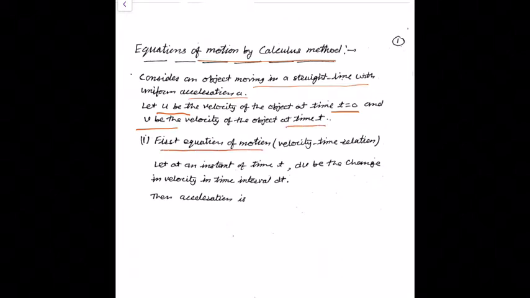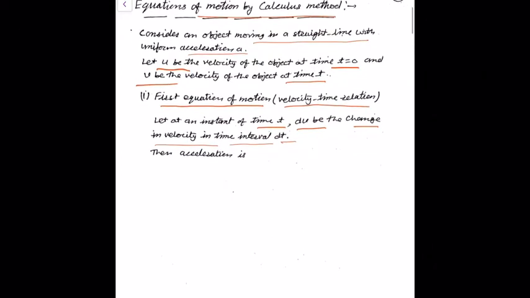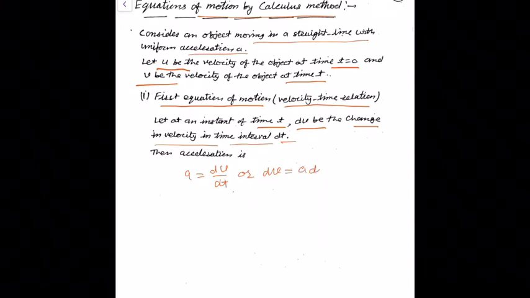First equation of motion or velocity time relation. Let at an instant of time t, dv be the change in velocity in time interval dt. Then acceleration is a equal to dv upon dt, or dv is equal to a dt. It is equation first.